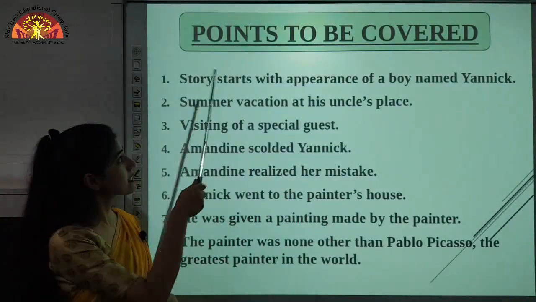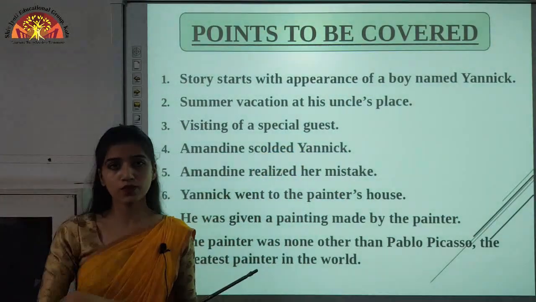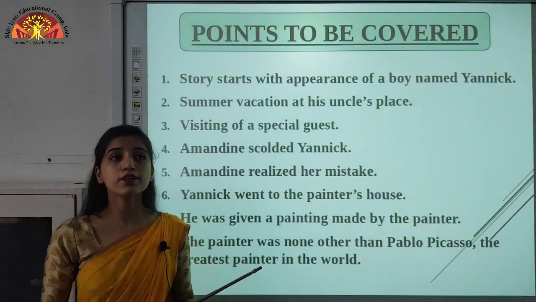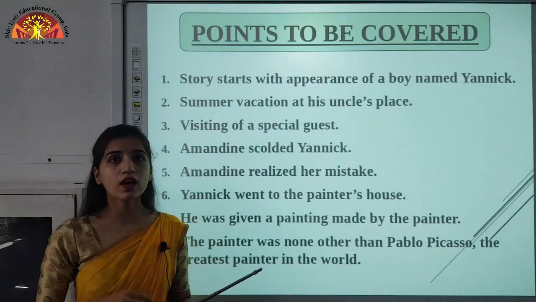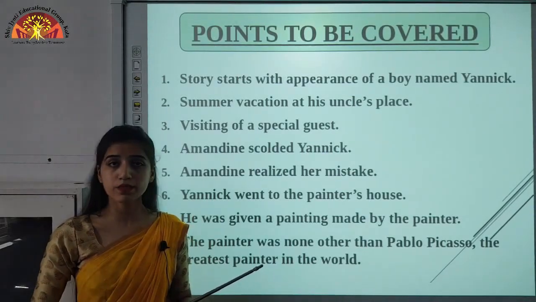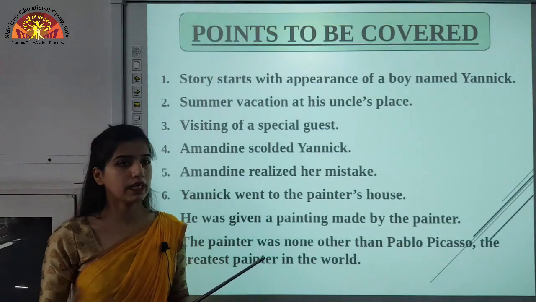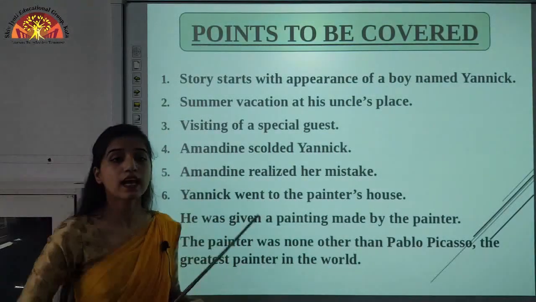So the story starts with the appearance of a boy named Yannick, whose mother used to like a painter that was Cezanne. According to his mother, he was the greatest painter in the world. So he always wanted to meet him. Now let's see the second point, summer vacation at his uncle's place.